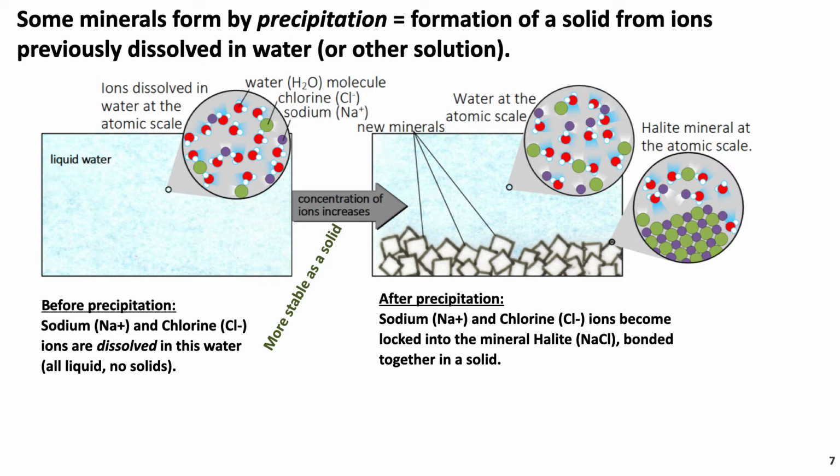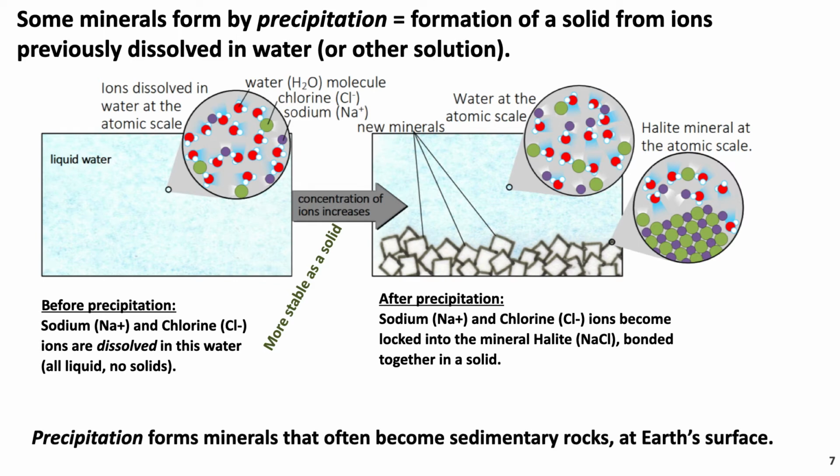So the punchline is that precipitation happens often when water that contains these solids evaporates. Precipitation forms minerals that often become sedimentary rocks. So this is a process that commonly happens at or near the Earth's surface.